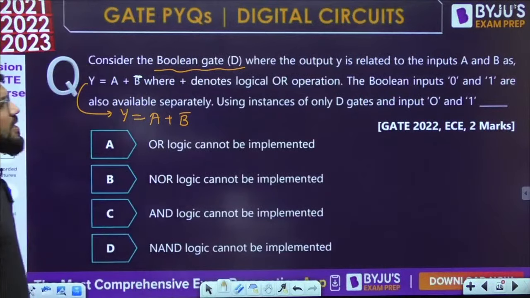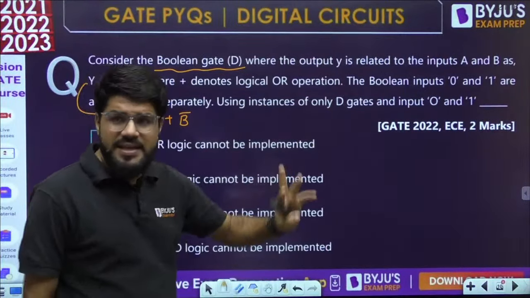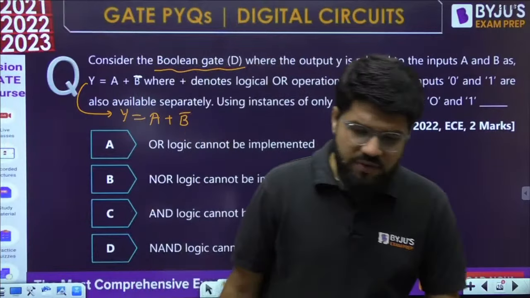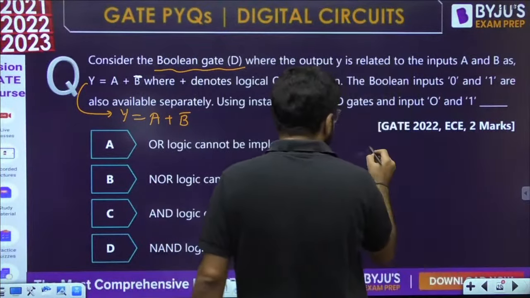Where plus denotes the logical OR operation. The Boolean inputs 0 and 1 are also available separately, using instances of only the D gate. So there is a new D gate they are defining. And what is this gate D?